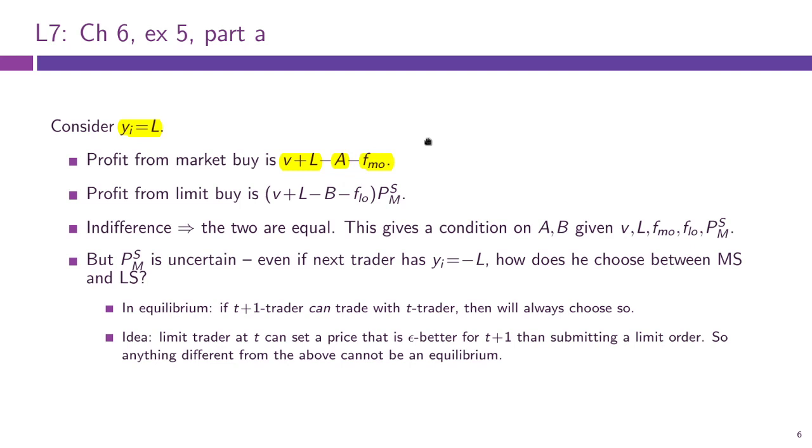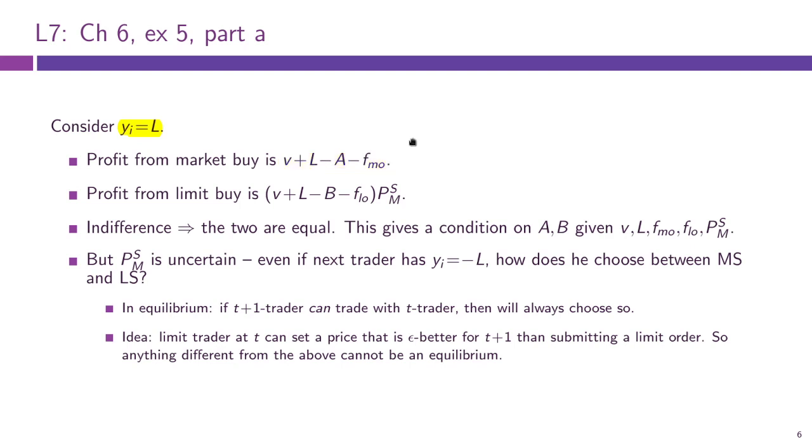So without any order cost, we would just have had the first three elements, but with order cost we also just have them here. So as I said, they are not really difficult to account for. So that's the profit from a market buy.